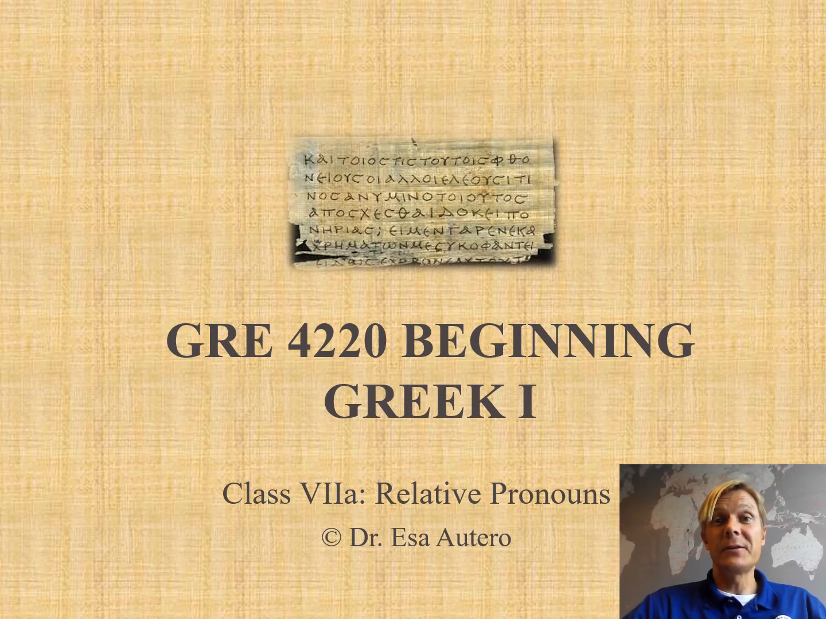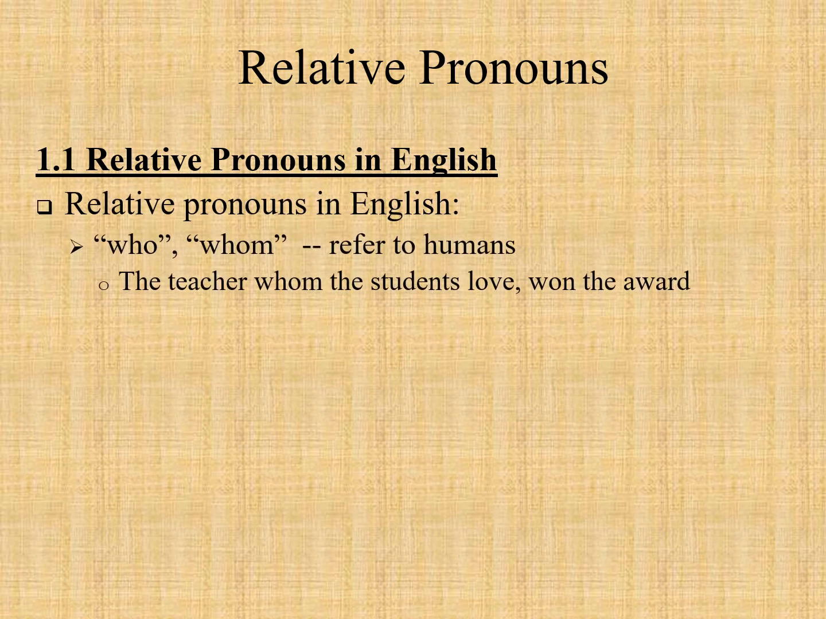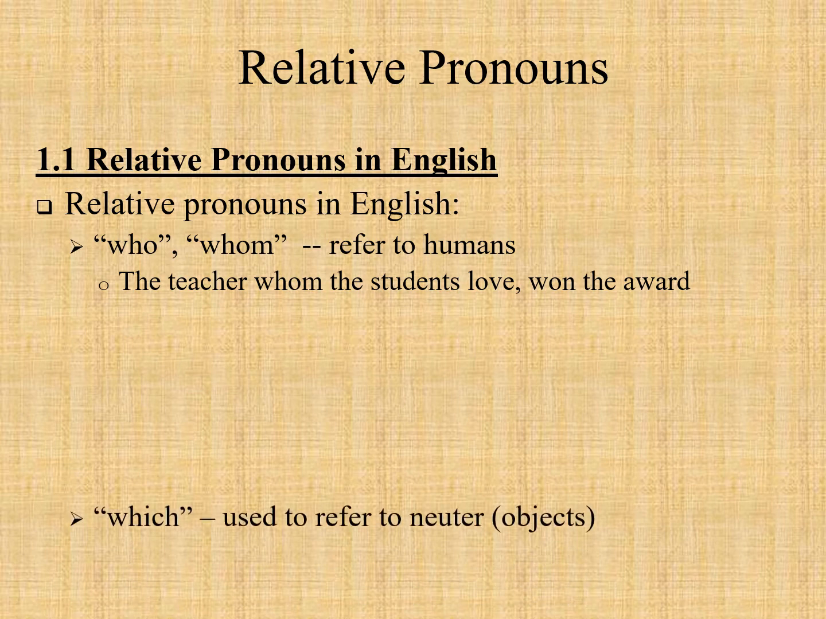Today we're going to look at the Greek relative pronouns. So the relative pronouns in English, who and whom refer to humans. For example, the teacher whom the students love won the award.